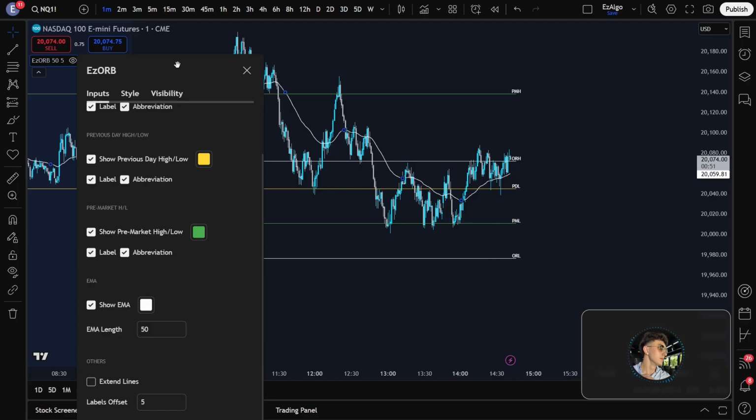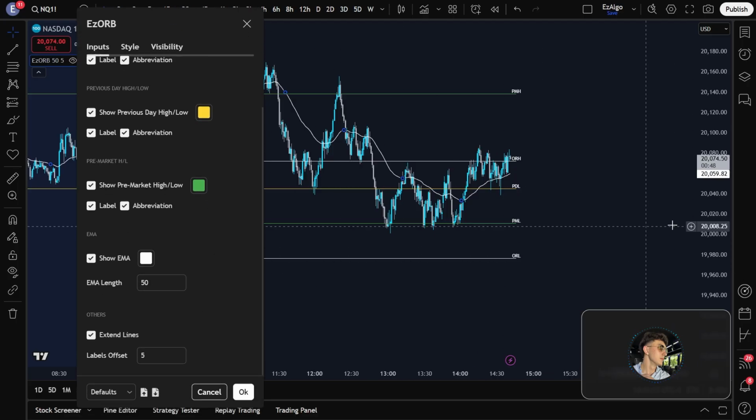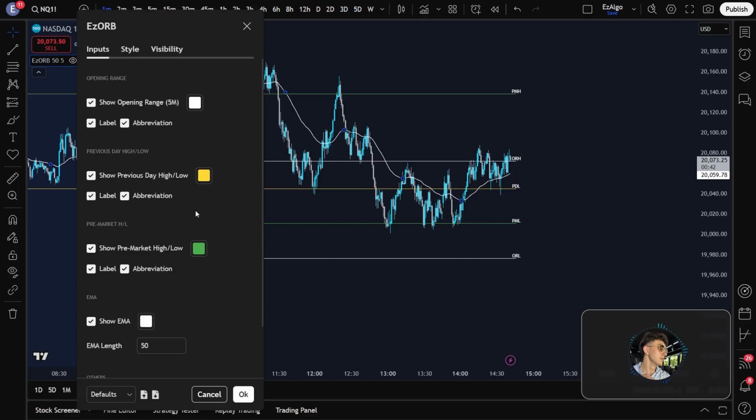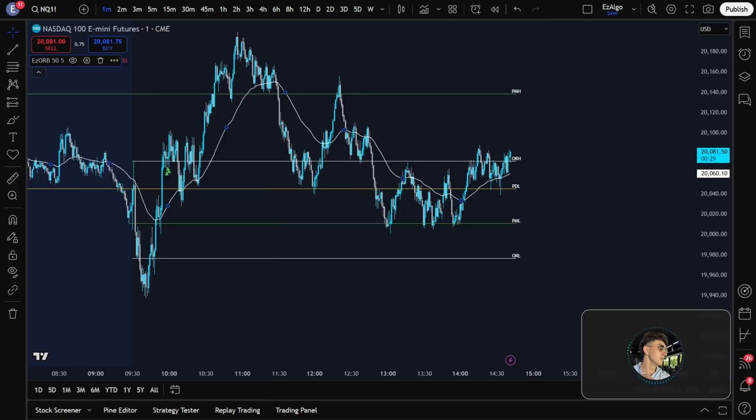If you want to change up the colors of these lines, you can. If you want to extend the lines, you can. You can customize these however you want. However, I recommend keeping this indicator default. So as soon as you load this indicator in, this is all you're going to need. You don't have to change anything. We've literally made it as simple as possible to know nothing about futures trading and have a profitable system within literally seconds of loading this indicator in.